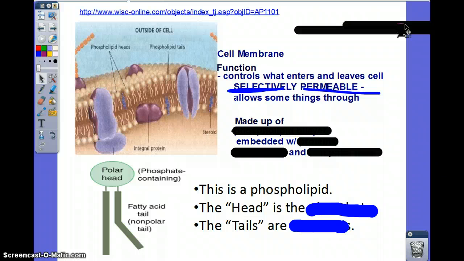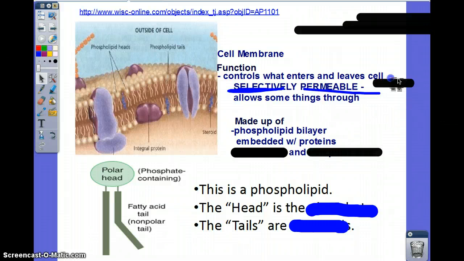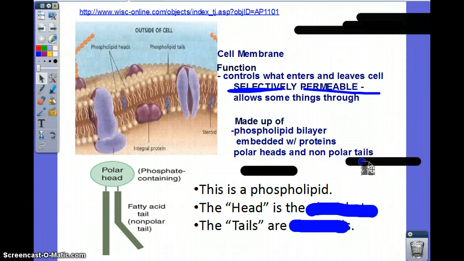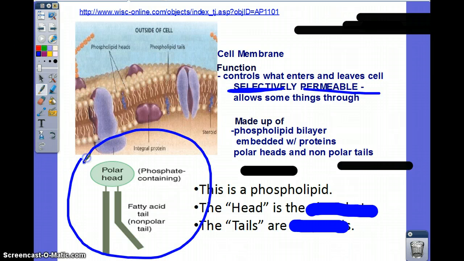Now, what makes up a cell membrane? Phospholipids. And look at the picture. Along with the lipids, what else makes up the cell membrane? Proteins. Good job. It's embedded with proteins. And these lipid layers consist of polar heads and non-polar tails. So I'm going to zoom into a lipid, which is right here, and explain what the polar head is and the non-polar tail.